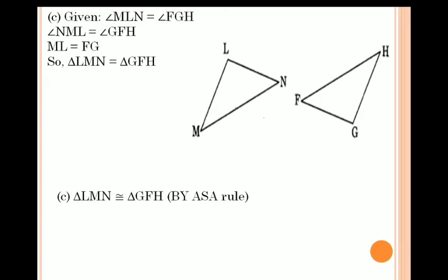FGH. So in these both triangles you can see this angle MLN. Where is the MLN? That means this angle is equal to angle FGH. So the middle letter shows the angle. So I will put the mark at the vertex G. Next is angle NML. This is the angle and is equal to angle GFH.